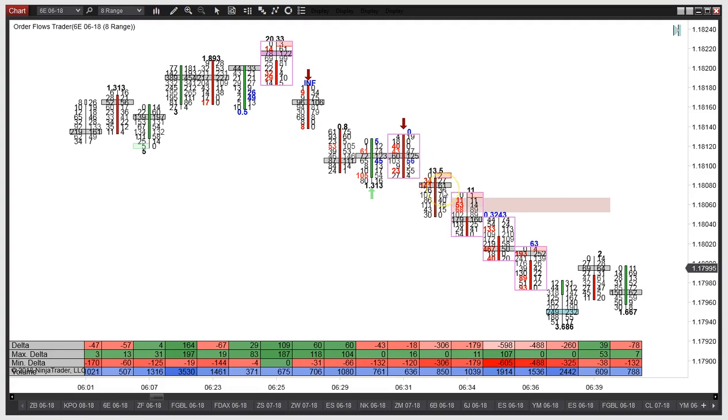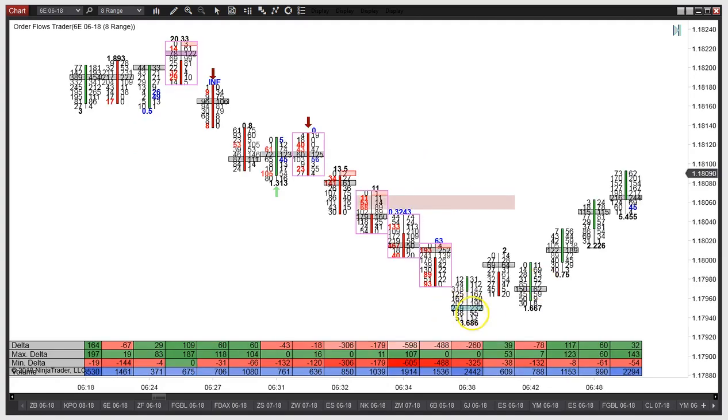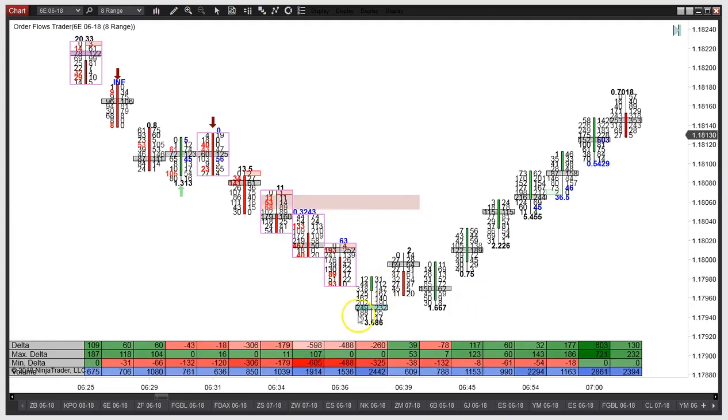And you could catch this move back down from 1808 below down to here where you got a prominent point of control indicating support. So that's from 11808 to 11798. That's 20 ticks in the euro currency. Again, if you got long here, that's great. You would have caught the move back up.